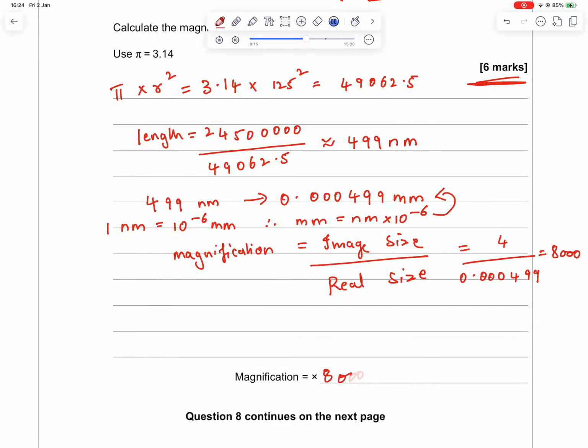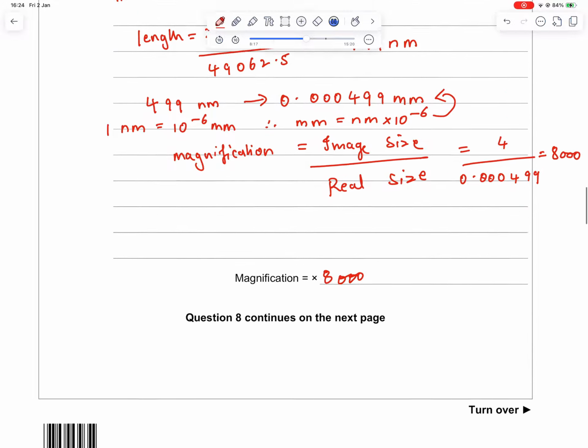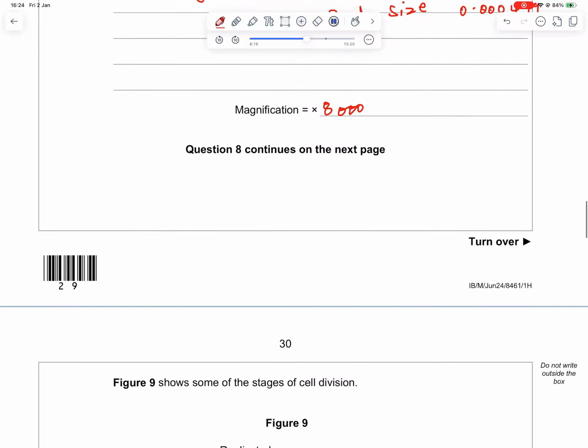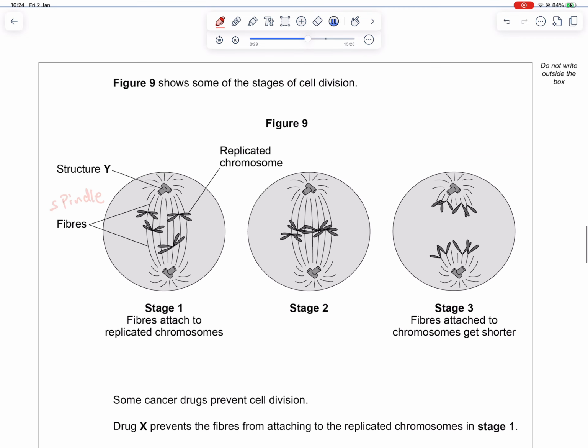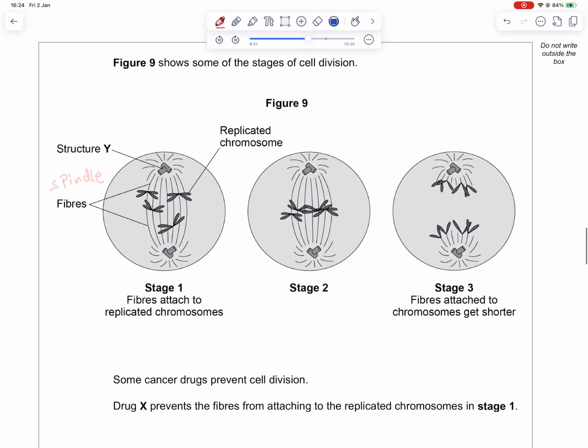So please make sure that once you've calculated, you do write down the answer in the given space. And remember, magnification has no units. If you pause the video and you got the right answer, absolutely very well done. Now let's continue to the next question.